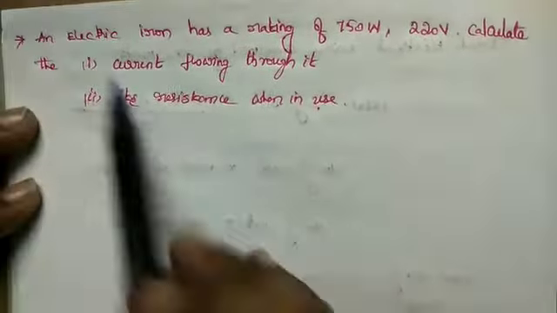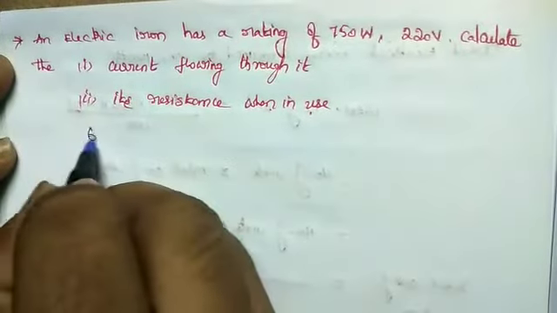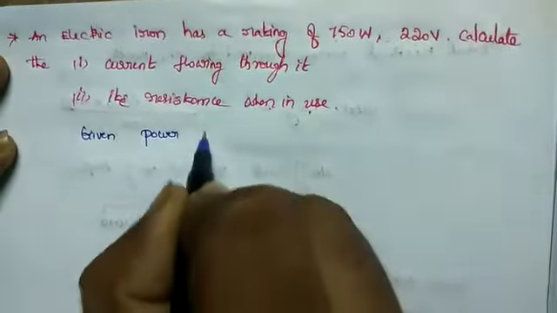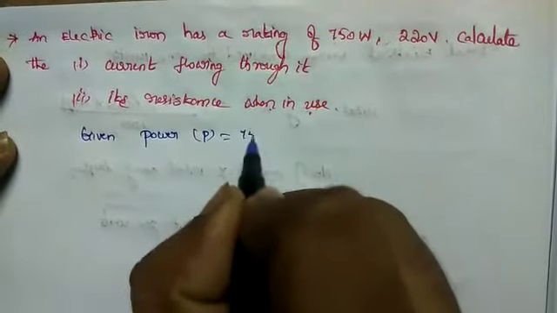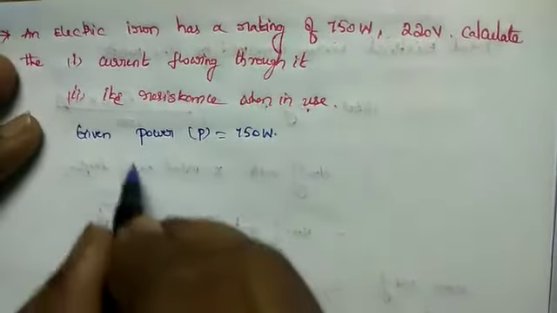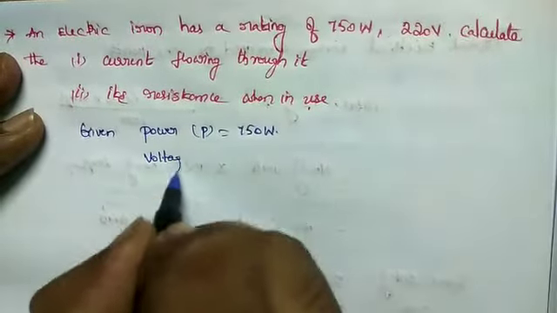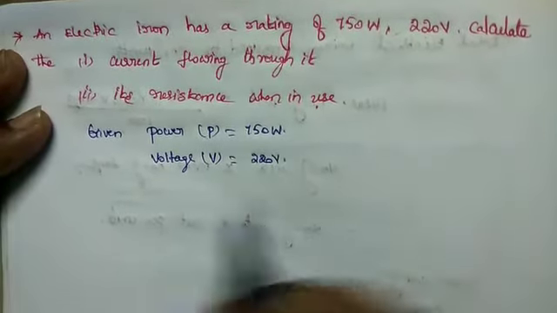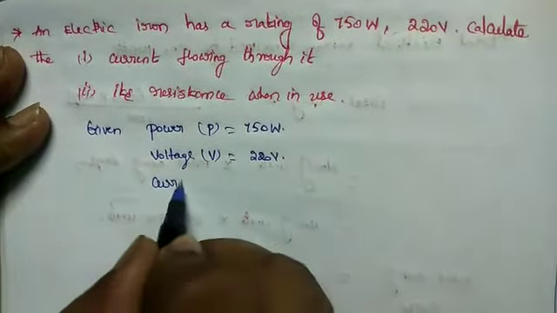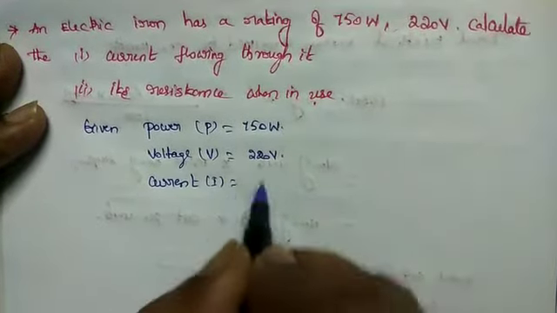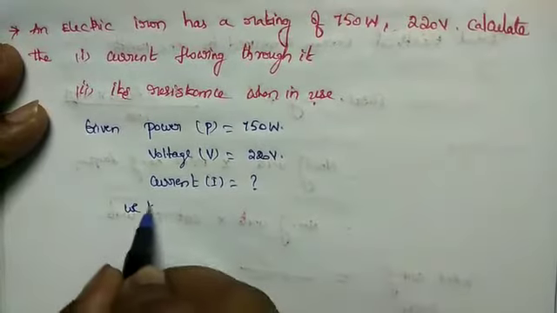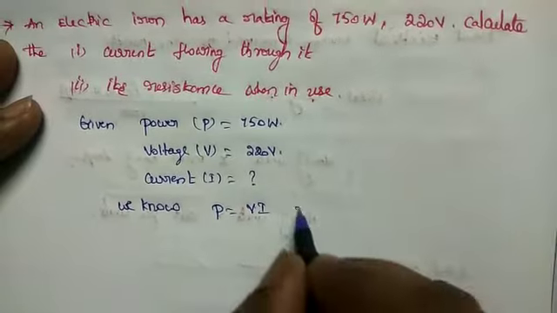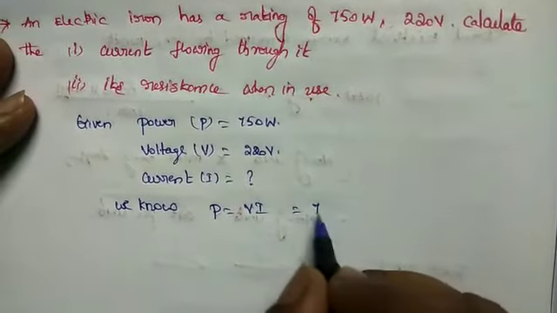See it. First, the given data. Given power P is equal to 750 watts. Voltage V is equal to 220 volts. We have to find the current, so I is equal to question mark. We know the formula: P is equal to VI. V is 220.